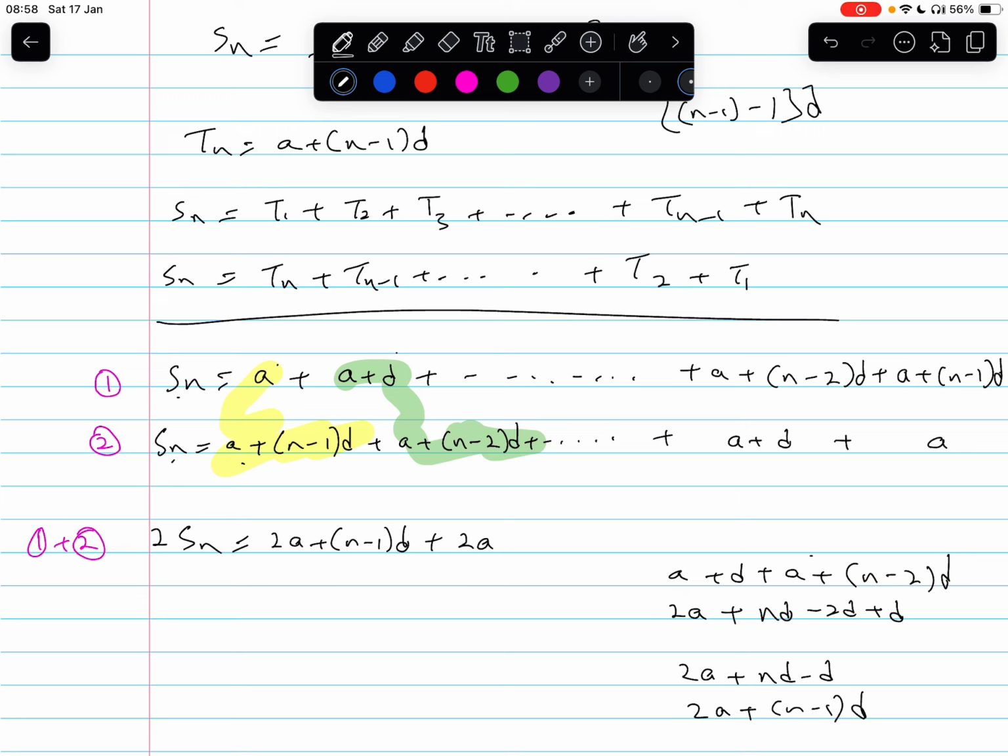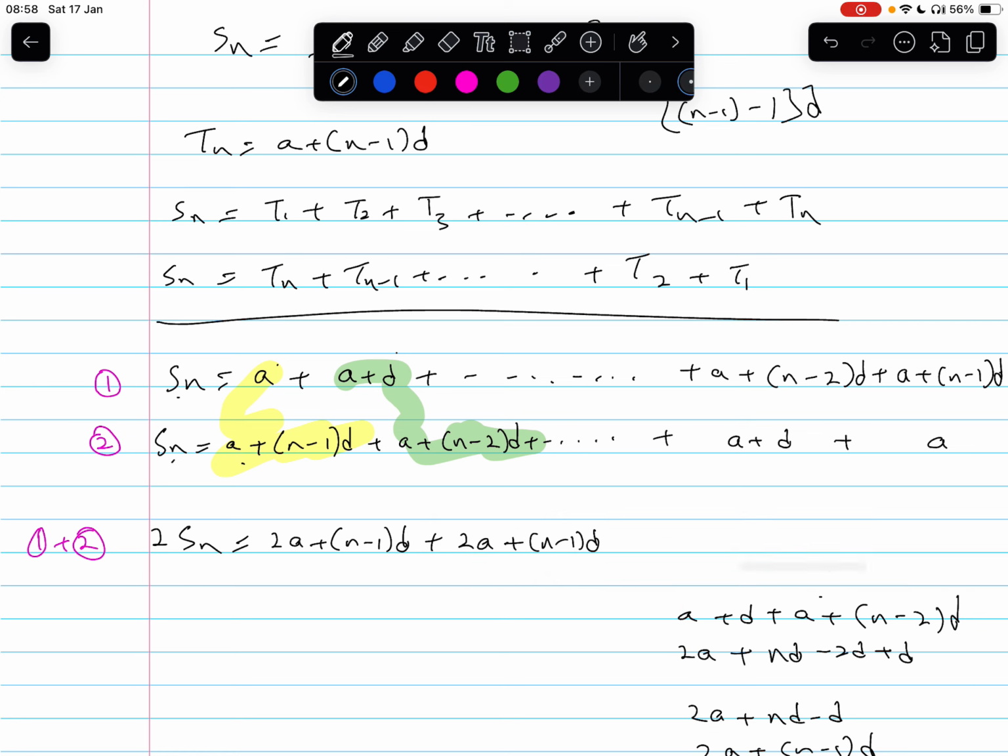Right? So even here we get 2a plus n minus 1 d. Okay? Then we continue. On this side, as you can see, we're adding the same things. This one corresponds to the green. This one corresponds to the yellow color, will give us the same result. a plus d, a plus d, a plus n minus 2 times d. So we'll get the same result of 2a plus n minus 1 d plus 2a plus n minus 1 d.